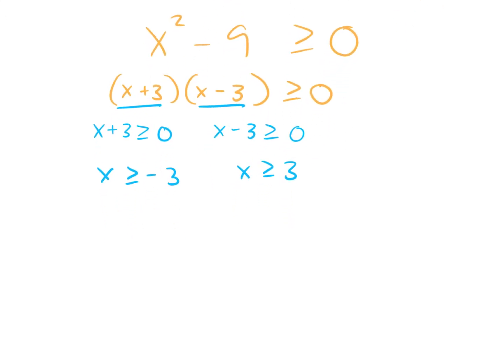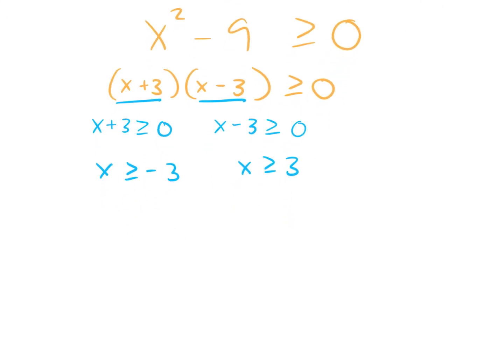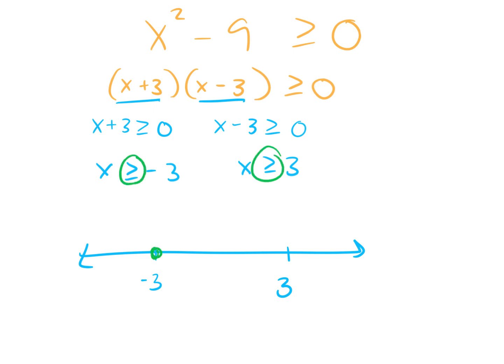Now let's plug them in on a number line to see if we're talking about in between or outside of these two values. So I have negative 3 and positive 3. Am I going to have an open circle or closed circle at these points? Closed circle, because it's greater than or equal to. That equal to means we have a closed circle.